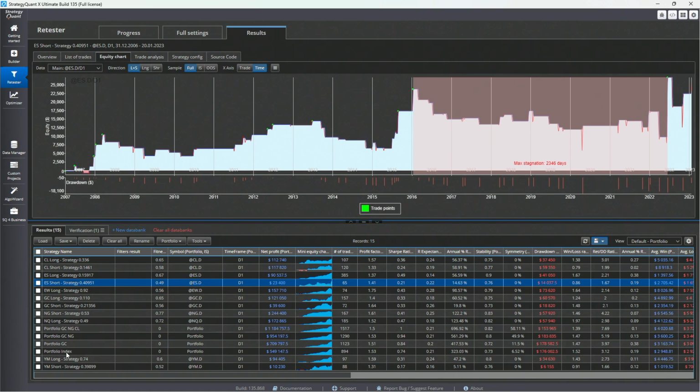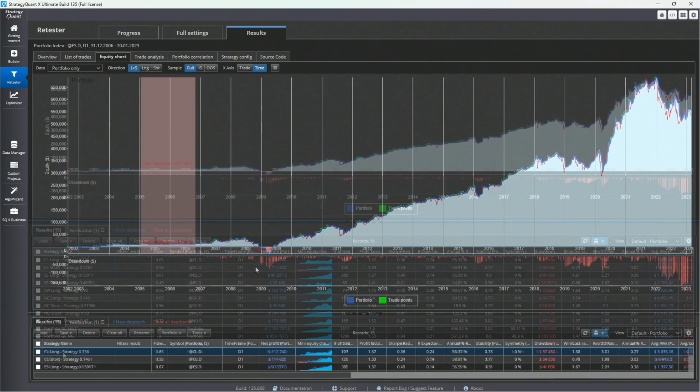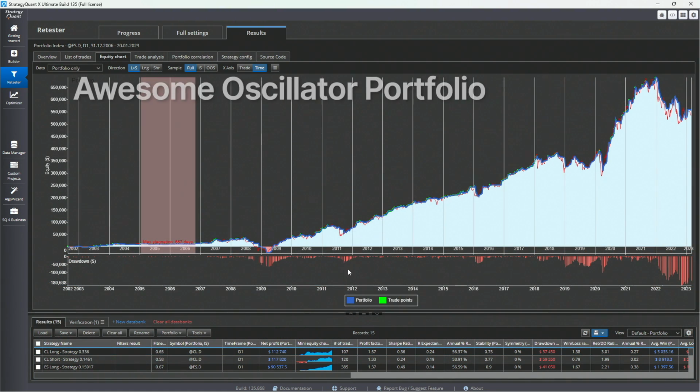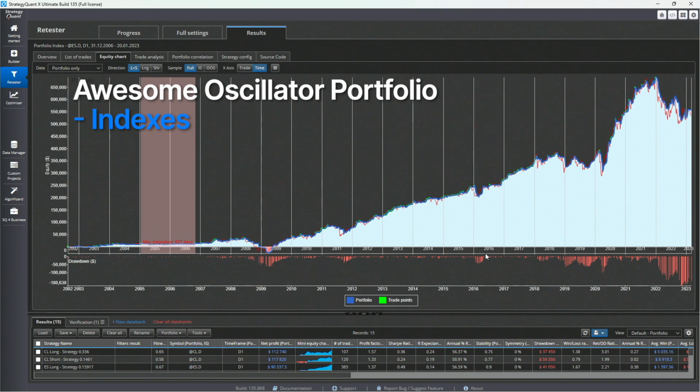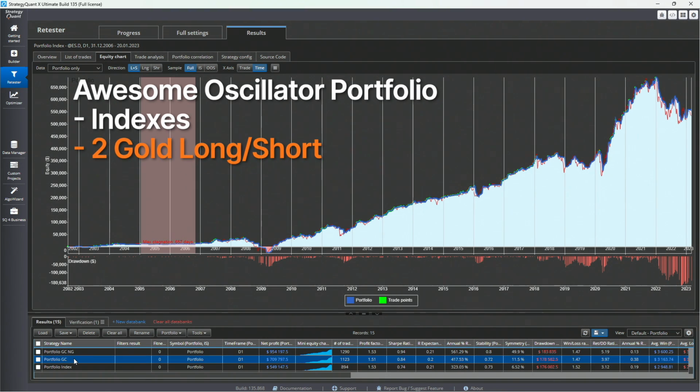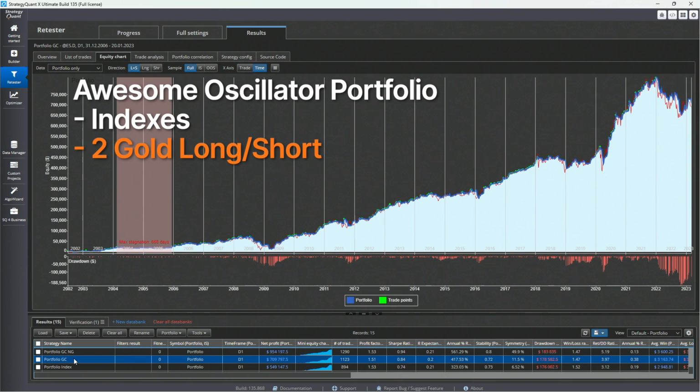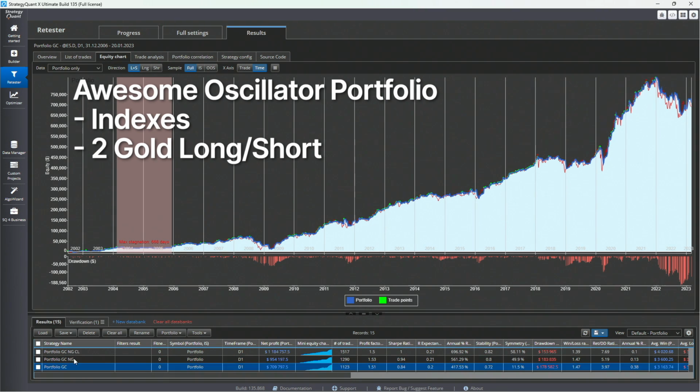Here is the portfolio of the indexes. 2008 is a down year, again in 2011, 2015, and then COVID, and just recently. Now I will take the index portfolio and I will add 2 strategies on gold. One is long, one is short. Of course, all using the oscillator. And we can see we enhanced the profitability and we kept the drawdown almost the same. Now I will add natural gas on the short side.